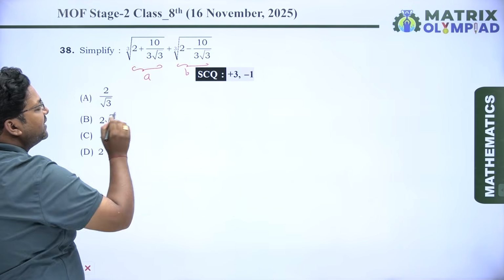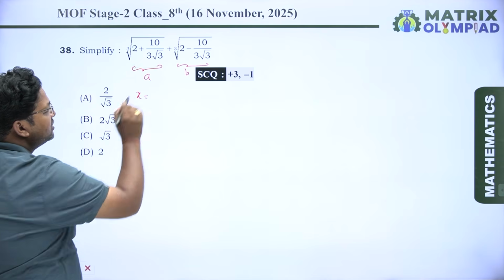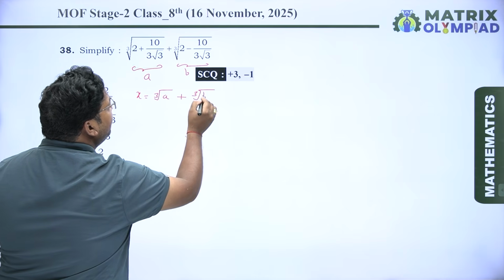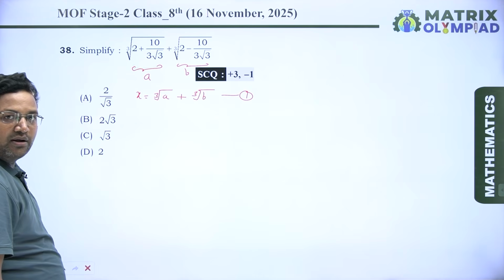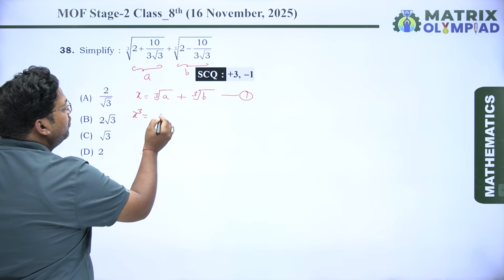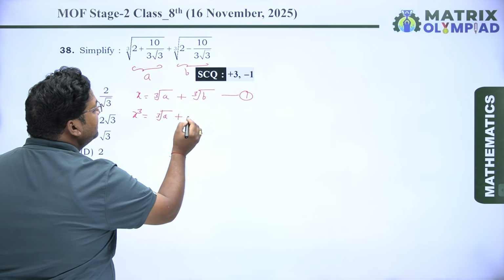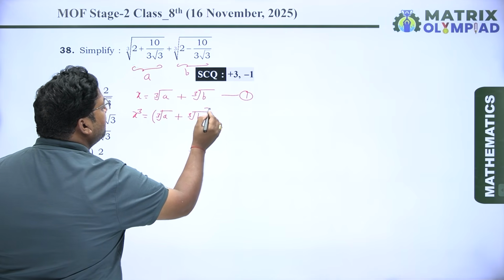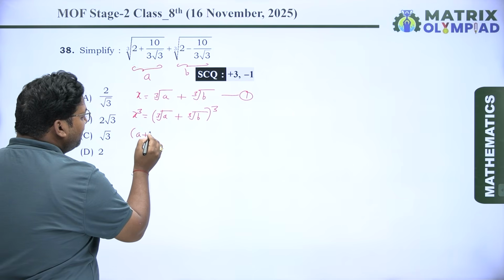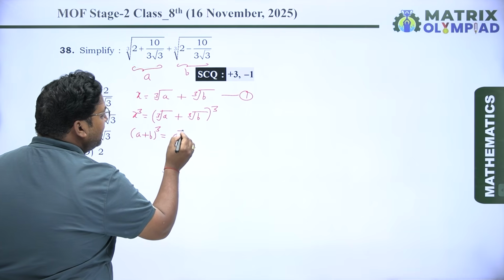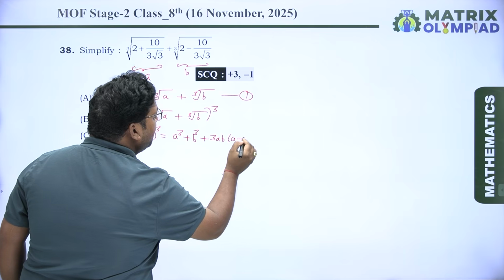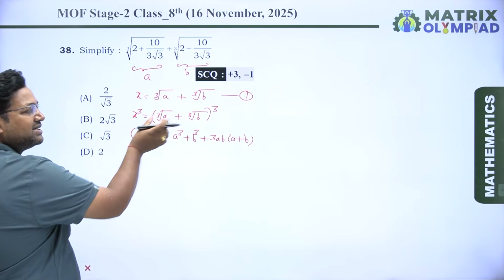And this whole expression, I assume that x equals this number. So x equals cube root of A plus cube root of B. Let us assume this is equation number 1. Now we have to take the cube on both sides. So we get x cube equal to (cube root of A plus cube root of B) whole cube. And here we have to apply the (A + B) whole cube identity. First of all, (A + B) whole cube equals A cube plus B cube plus 3AB into (A + B). We have to apply this identity in this part.